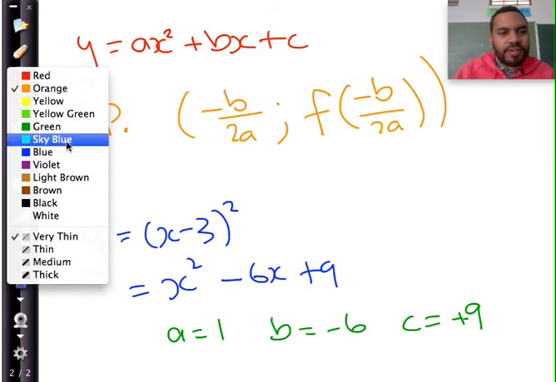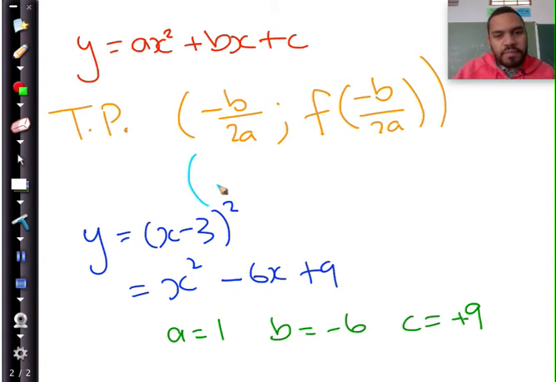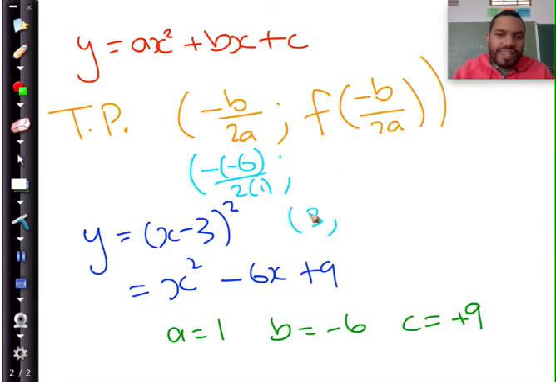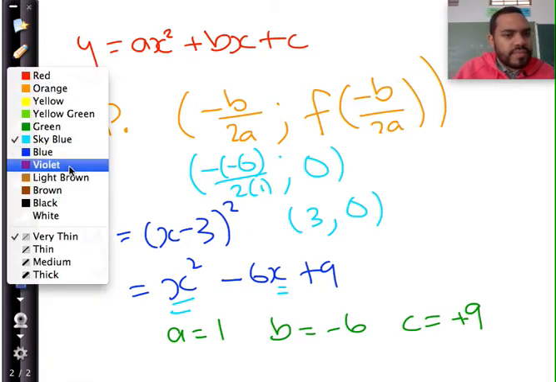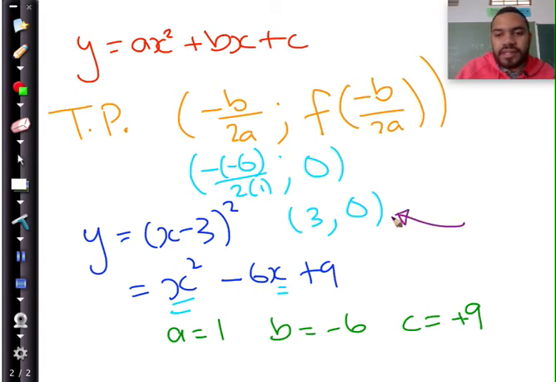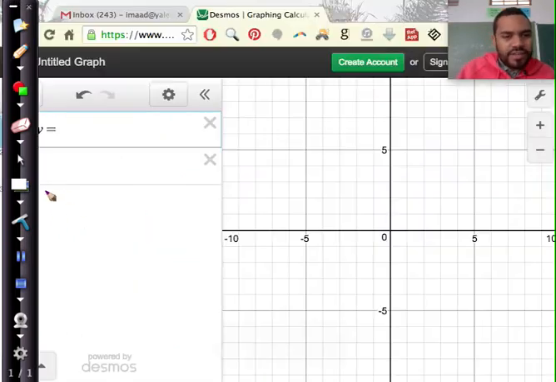Okay, so let's use sky blue and see if we substitute those values in. If I put minus b there, that's minus minus 6 over 2 multiplied by 1, right? And you can tell me that that is equivalent to 3. And then when you take that 3 and you substitute it in here, what happens? You get a final answer of 0. So can you tell me what the turning point is for this function? The turning point is 3 on the x and 0 on the y. Okay, let's go and verify that and see if that's what this function looks like using our graphing calculator.